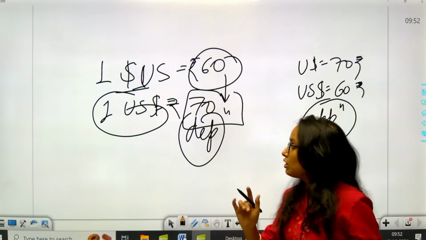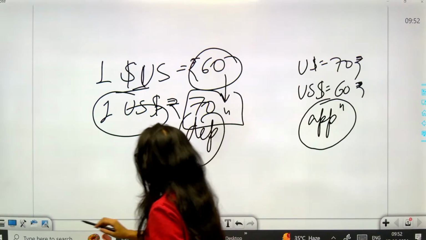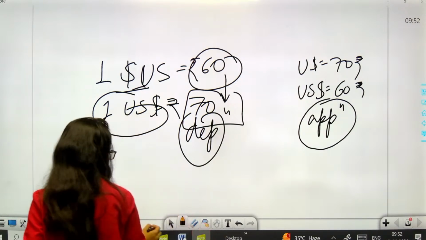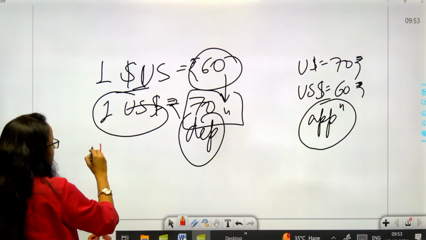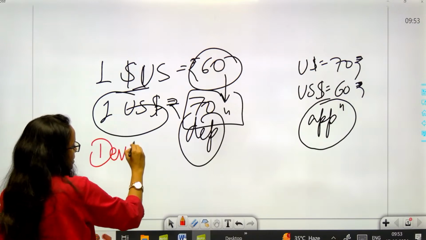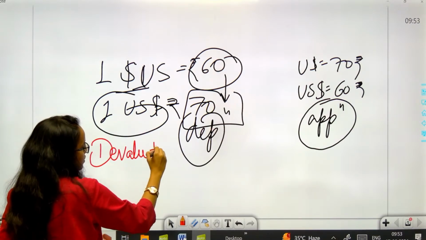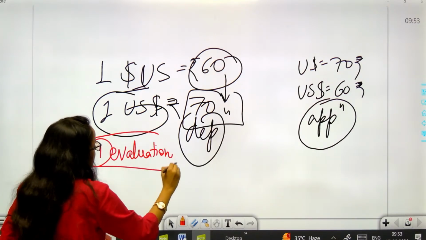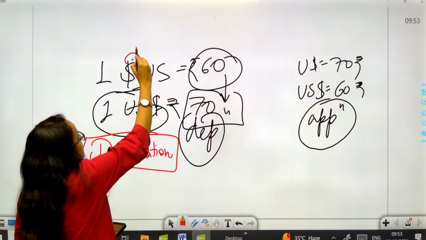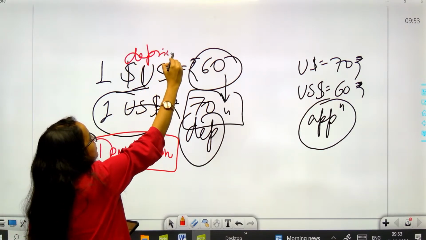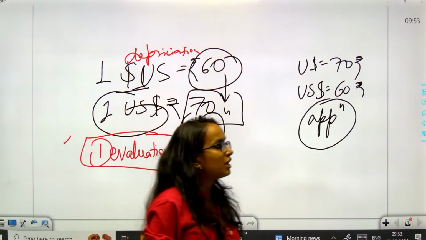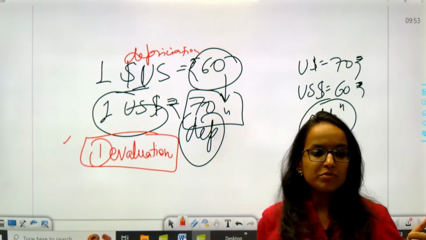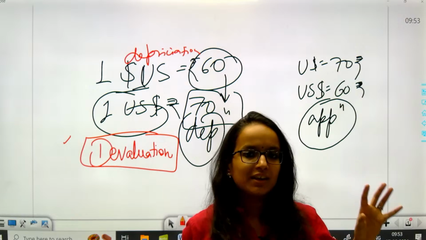But there is one more thing. There is a word called devaluation. I want you to understand this. You should remember devaluation. This is depreciation, but then there is another word called devaluation. I want you to remember the difference between depreciation and devaluation.